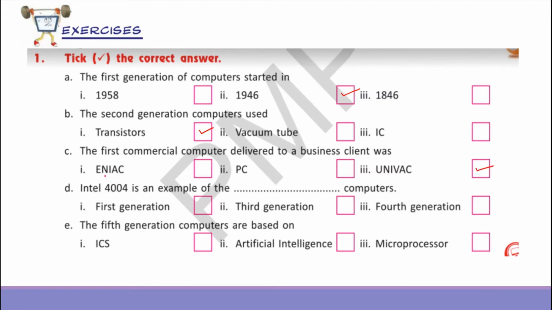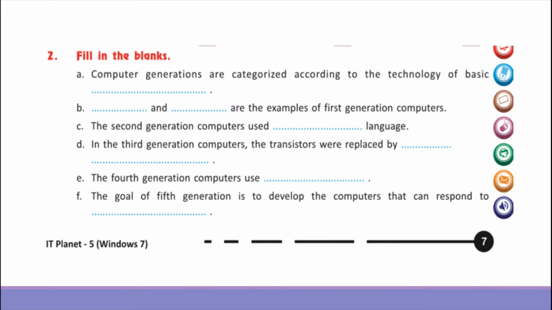D. Intel 4004 is an example of the fourth generation computers. E. The fifth generation computers are based on artificial intelligence. Let us see the next exercise. Number 2. Fill in the blanks.